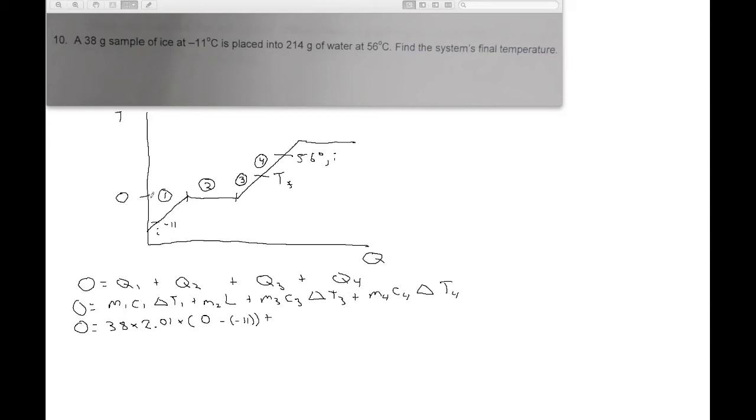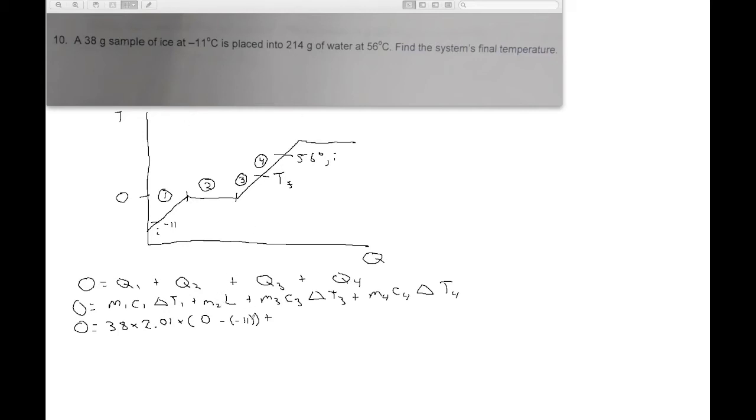It should have been obvious to us from the heating curve that the final temperature at the end of step 1 is 0 degrees Celsius, because that's when the ice stops heating up. The ice stops heating up at 0, so we should have put in a 0 there. All right, and then I guess now I have to finish the problem.